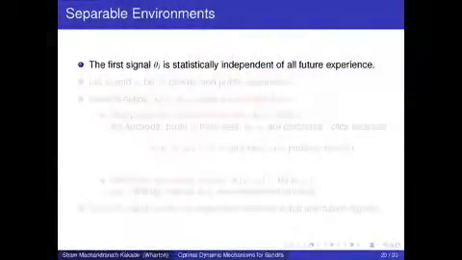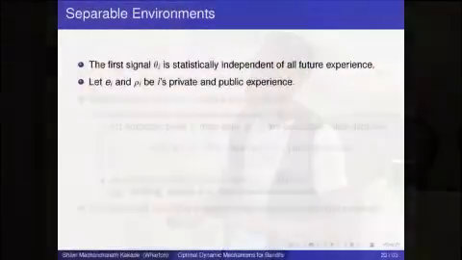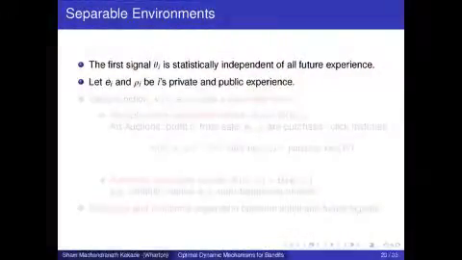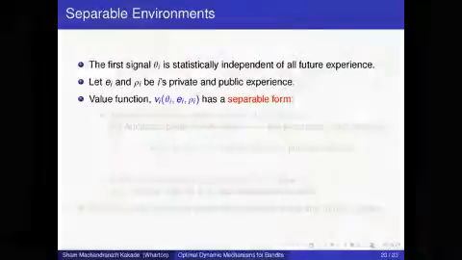Okay, so it's going to work in environments which we call separable. The first thing we're going to do is assume the first signal theta is statistically independent of all future signals, because what was breaking in that last example was this correlation. So let's just make it independent, and it's somewhat reasonable because in the ad auction case, we're thinking of theta as the profit, and the experiences as the click-through rates. Assuming these are statistically independent, for notational convenience, let E_i and rho_i be the current public and private experience. Just having independence of the signals we don't think is enough.